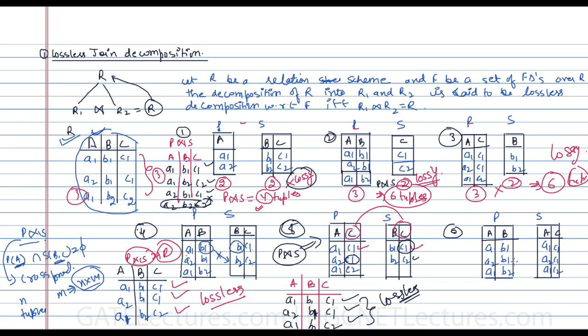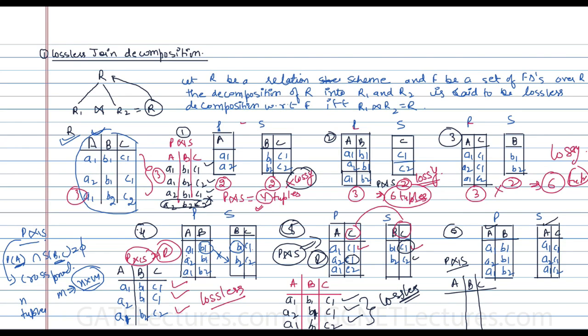Further, if you check this one, the last one, if you take P natural join with S, then can I get the original relation which is R? Okay, so here again the common attribute is A, so we are going to get the new relation which is ABC. Now let us see what are the values we can get.